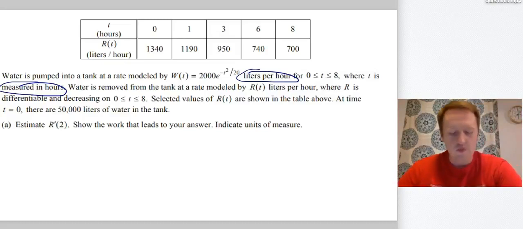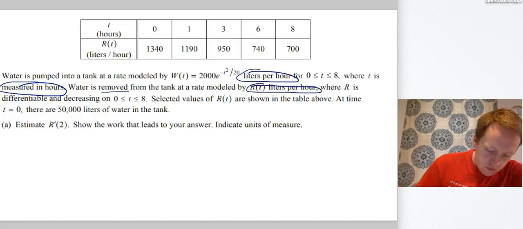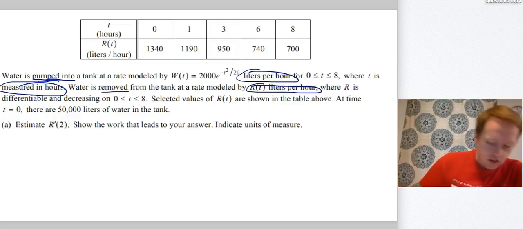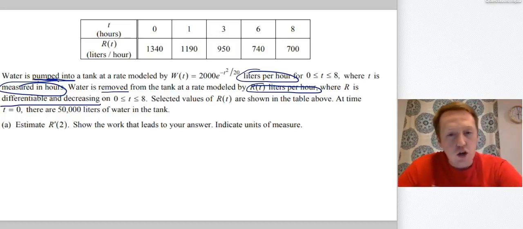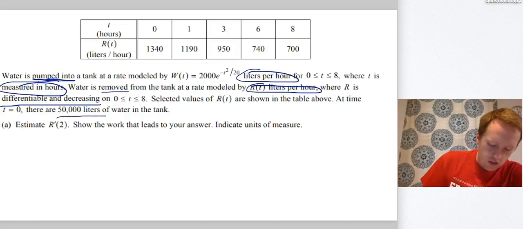Water is removed from the tank at a rate modeled by R of t liters per hour. So R of t is in liters per hour, and that's the removed. Should also note that W of t is pumped into the tank. R is differentiable and decreasing. Those are important things to know. Selected values of R of t are shown in the table above. At time t equals 0, there are 50,000 liters of water in the tank.